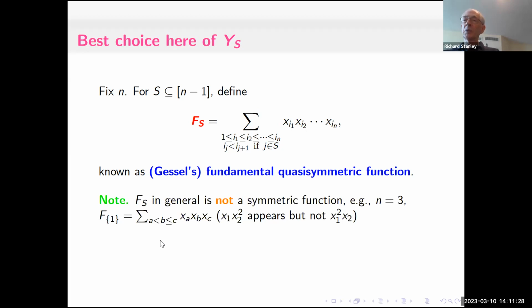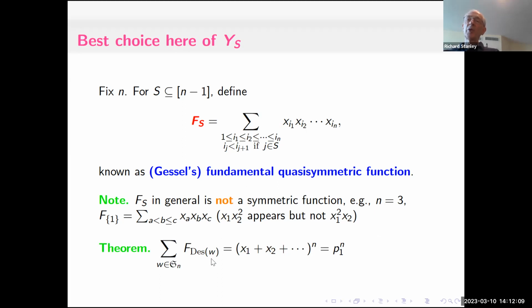For instance, for n equals 3, by definition F_{1} would be the sum over all sequences a < b ≤ c of positive integers. There's a strict inequality here because it has to occur after the first place, this 1 here. Of x_a x_b x_c, you see that x_1 x_2 squared appears, but not x_1 squared x_2. You can't have two 1s; the first two, smallest two indices have to be different.